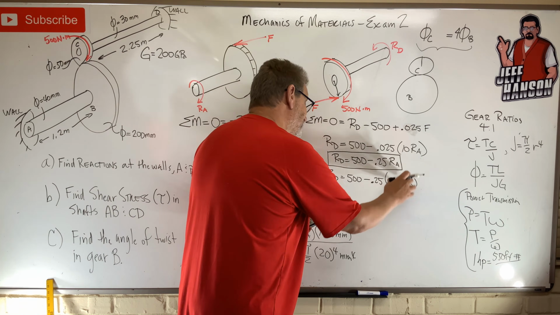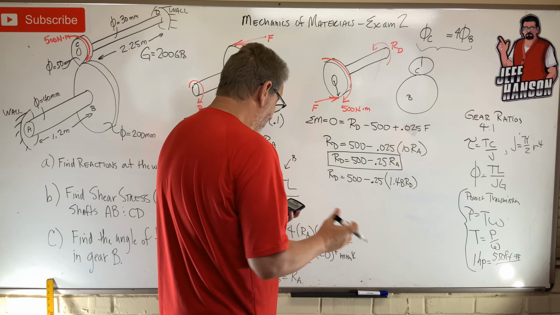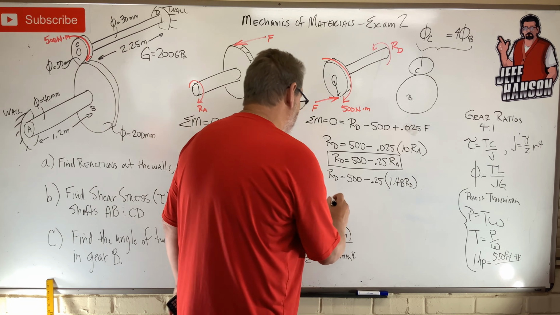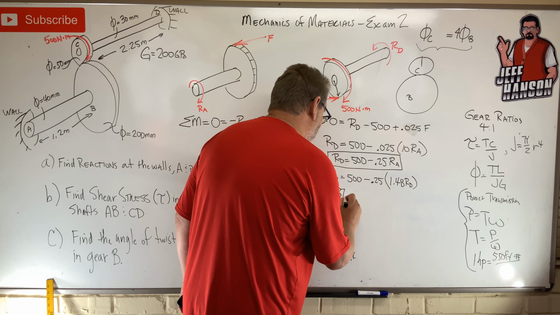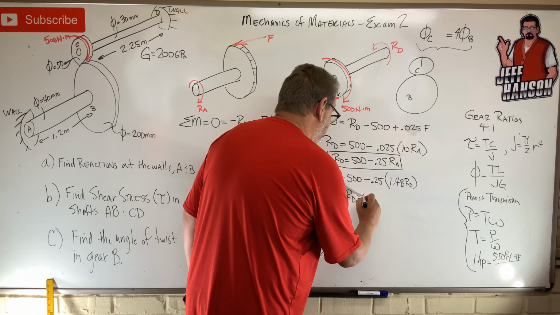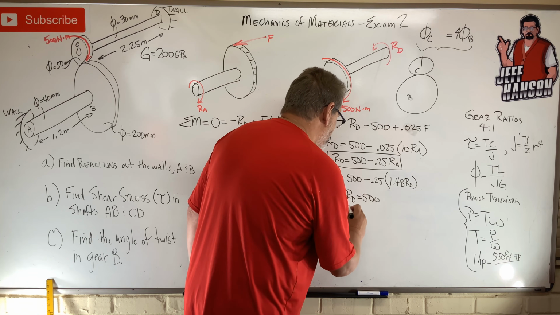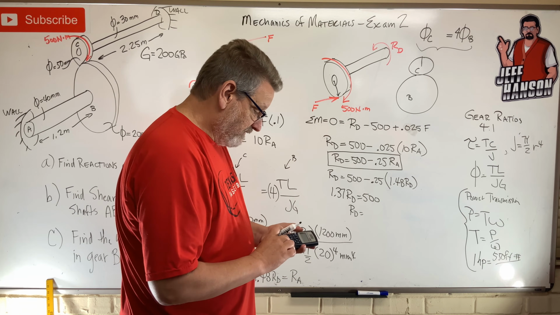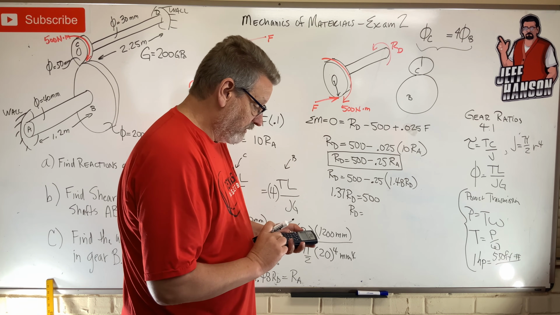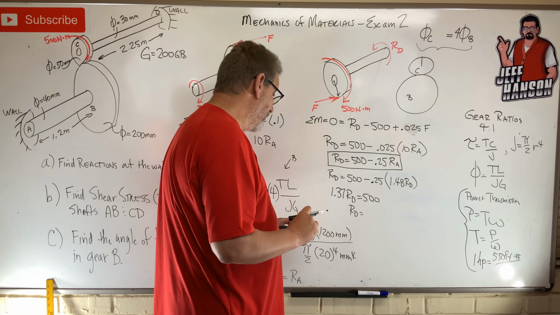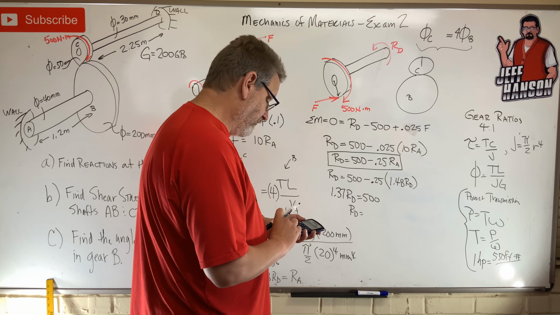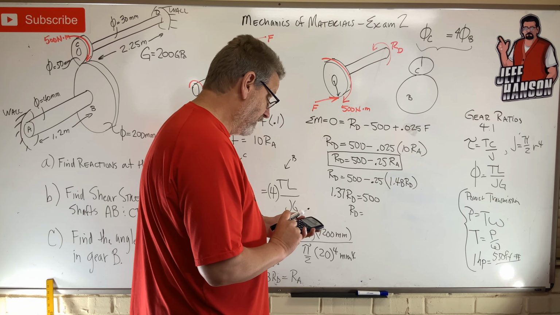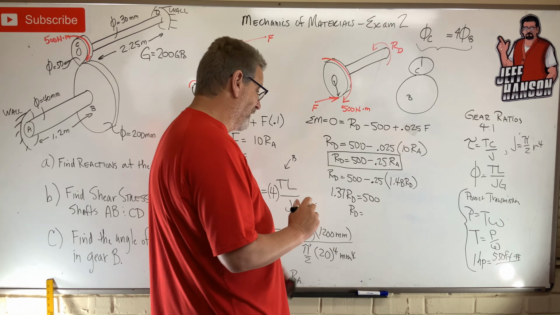Now let's move that to the other side. So I got 0.37, and then I move it over here. There's a 1 in front of him, right? So that becomes 1.37 RD equals 500. RD equals 500 divided by 1.37, which equals 364.96.